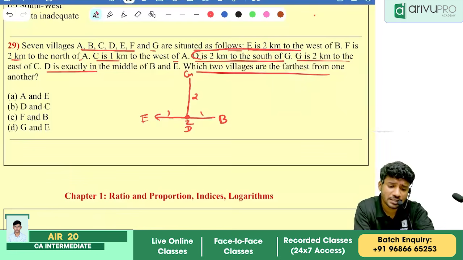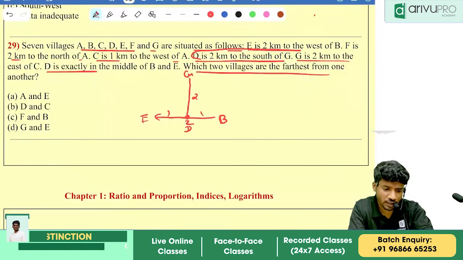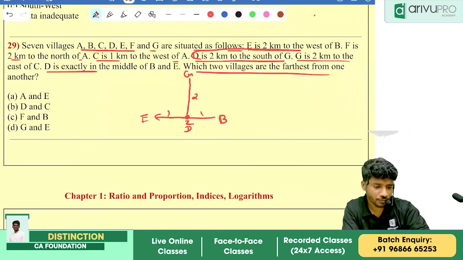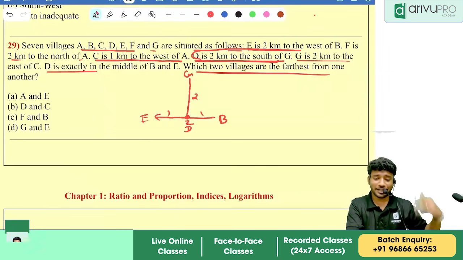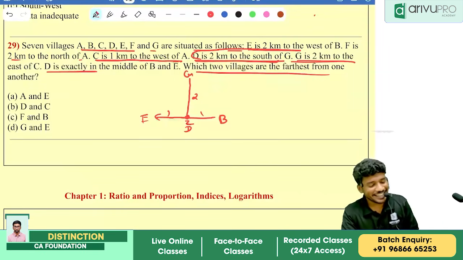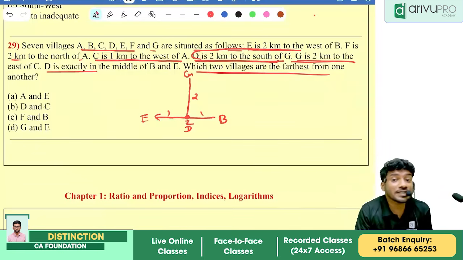Then C is... A is not there. What is given? Which one are we going for next? C is 1 kilometer west of A. What am I telling? G is 2 kilometers east of C. G is what? 2 kilometers east of C.